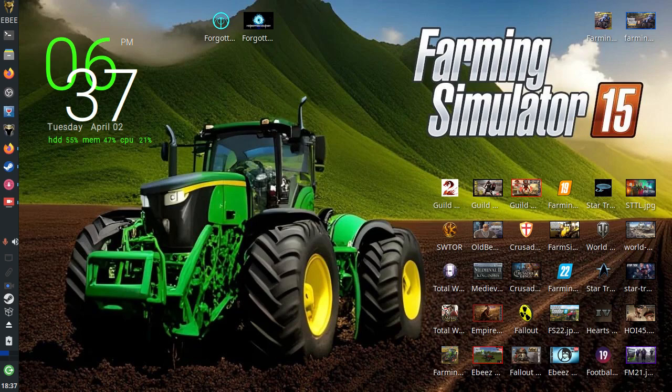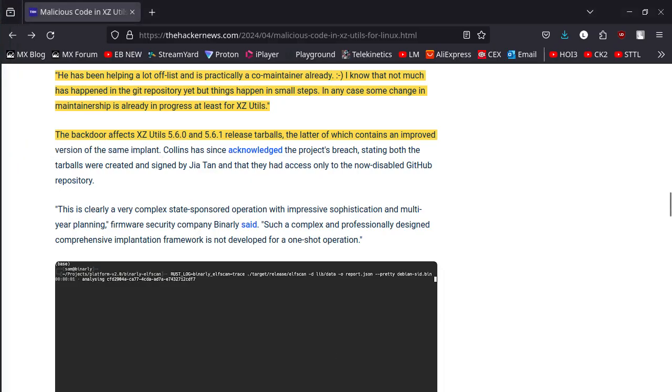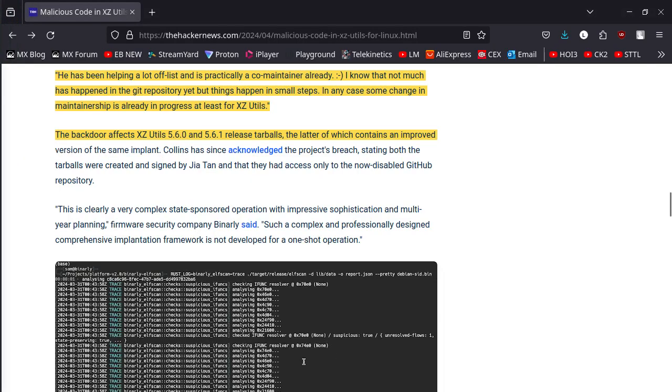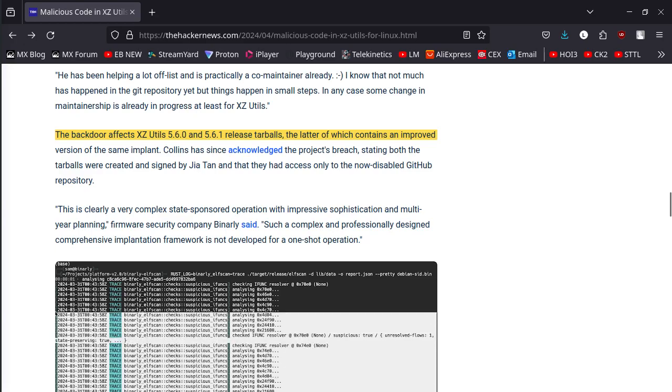I take it that MX Linux will not be updating their repositories to run the 5.6 and the 5.6.1. And I shall be keeping a beady eye on this with interest in the future.